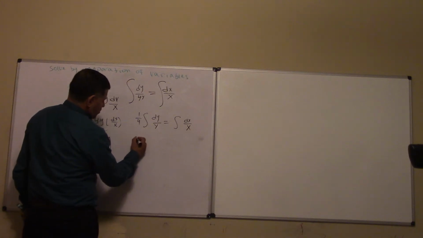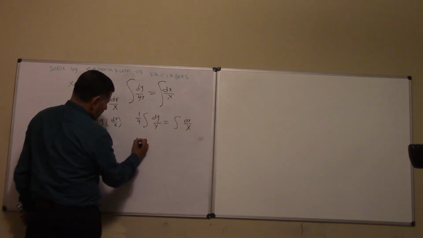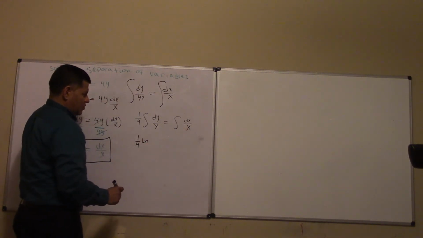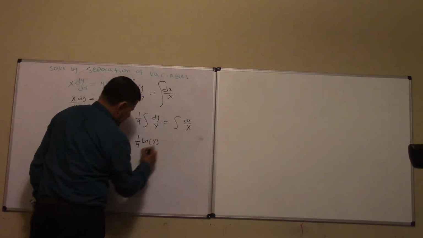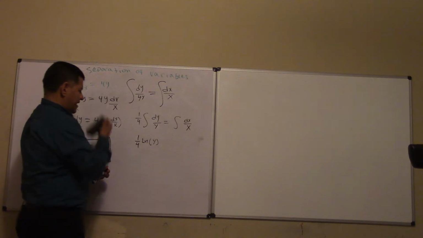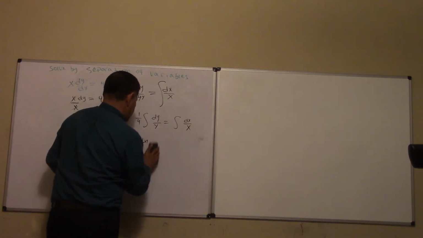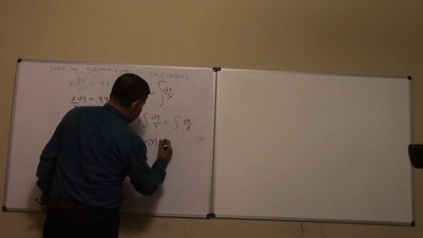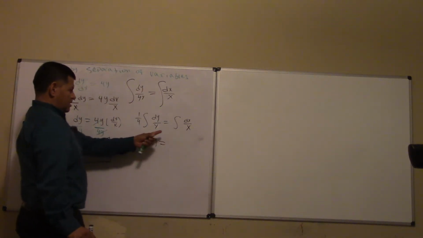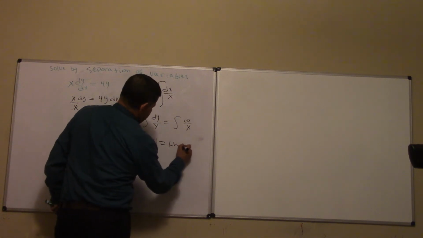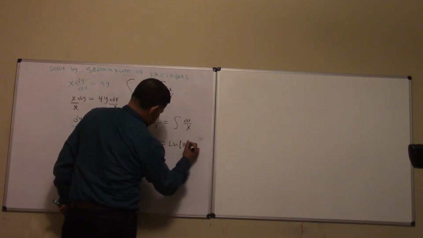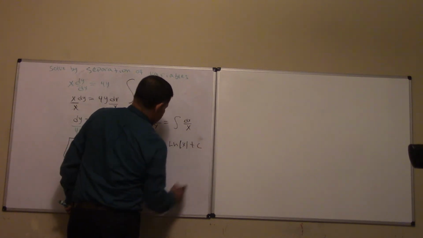And this is equal to 1/4 ln of y. Actually, it will be the absolute value of y, equal to the ln of the absolute value of x. And then I have a plus c here.